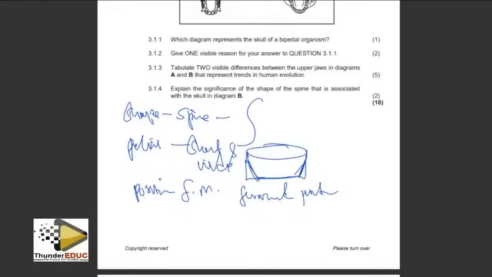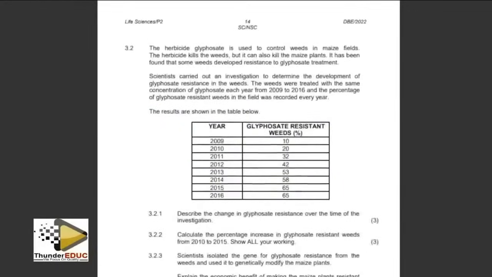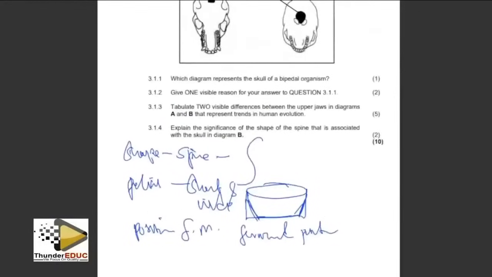So, how is the shape of the spine able to allow for bipedalism? Shape here is S shape to allow flexibility. That's number one. And then pelvic girdle is short and wider to support the upper weight. Position of foramen magnum is in forward position to allow the spine to connect vertically. So basically, that's what you are supposed to tell us.